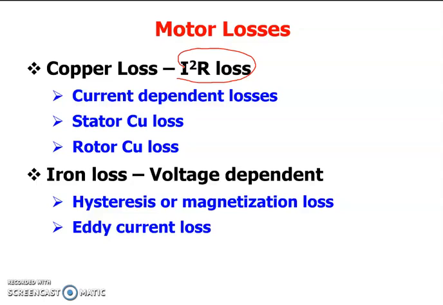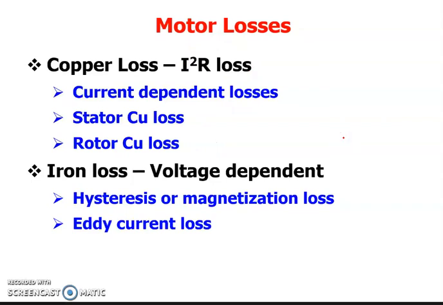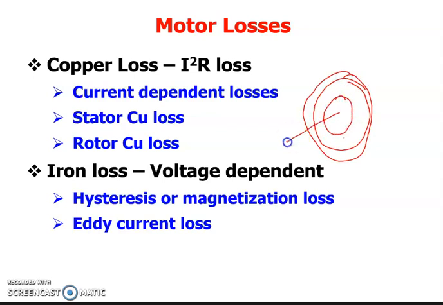It depends on the current: depending upon the value of current flowing through the system, the copper loss will vary. This copper loss can again be classified into stator copper loss and rotor copper loss. The stator is the stationary part and the rotor is the rotating part. So the copper loss always depends upon the square of the current.